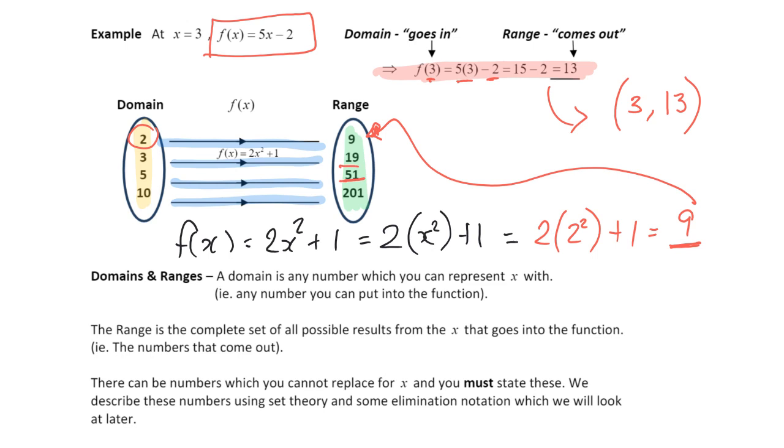So the domain is the numbers that go into a function, and the range is the numbers that come out. The more mathematical explanation and definitions is in the notes that will be shared on Google Classroom. You can read it there. So domain is any number given which you can represent x with, and the range is the complete set of all possible results from the x that goes into the function. But in simple terms, domain, the numbers that go in, and the range is the numbers that come out.